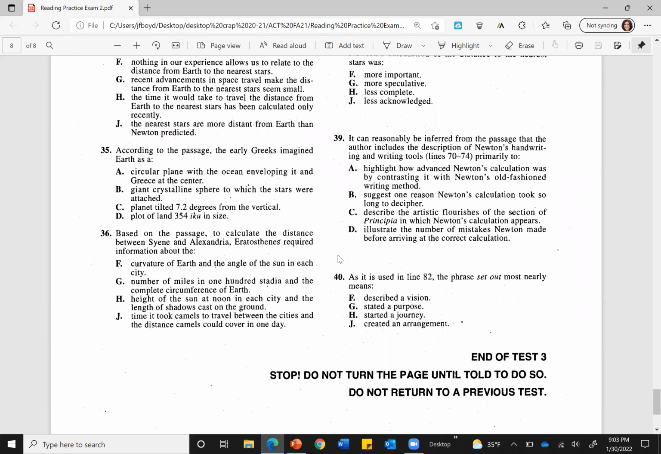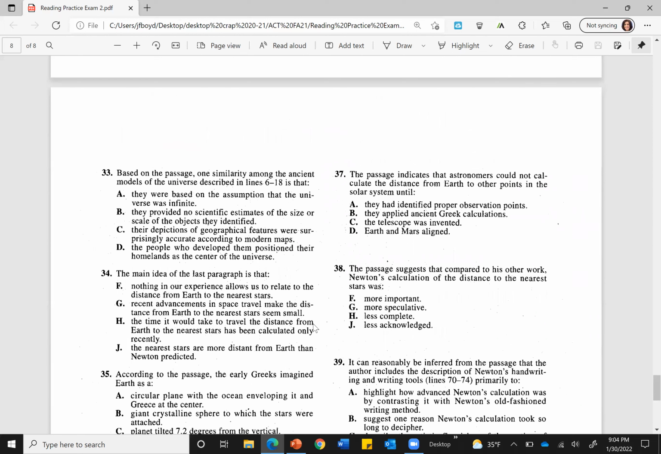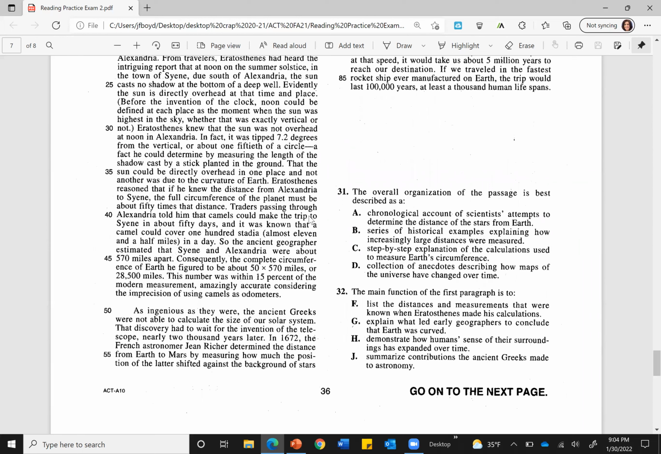Number 36. Based on the passage, to calculate the distance between Syene and Alexandria, Eratosthenes, and yes, I did look up the pronunciation for his name, required information about J, the time it took camels to travel between the cities and the distance that camels could cover in one day. And just about line 40 is going to back that up right here.